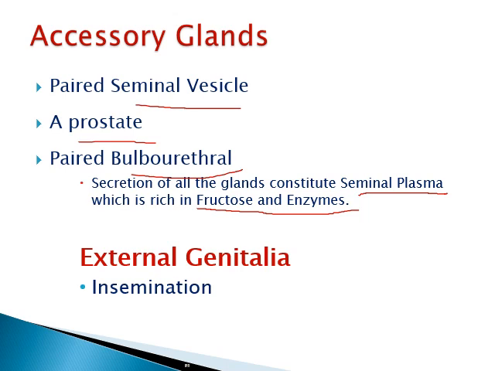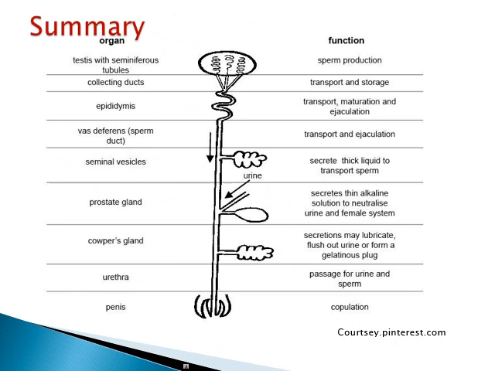Now let's have a quick revision of this. In this you can see that these are the organs which are associated with the male reproductive system, and here is the function of these organs. We started with the testes where the sperm formation takes place. Then there are the collecting ducts like rete testis, vasa efferentia, vas deferens. The function is storage and transportation. In the epididymis, there is the maturation of sperm.